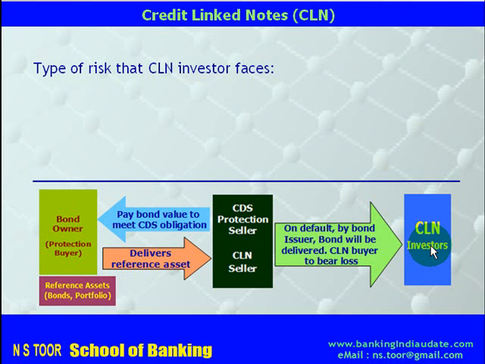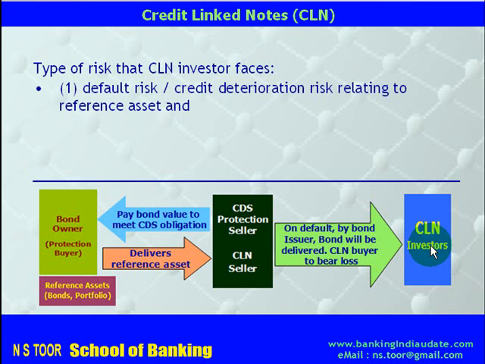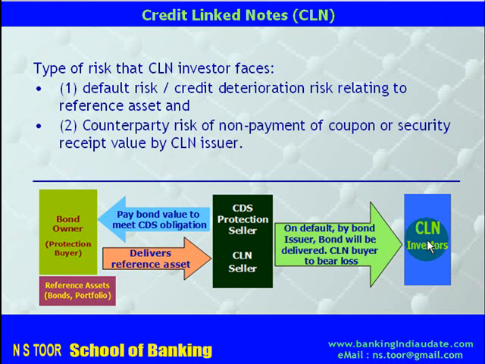Now, what type of risk does the CLN investor face in this transaction? There are two types of risk. One of them is called default risk or credit risk relating to the reference asset which we have just talked about. If there is default on the reference asset, that risk will be borne by the CLN investors. Secondly, even if there is no default on the reference asset, it may also happen that the CLN seller is unable to return the face value back to the CLN investors. So CLN investors carry the counterparty risk also.